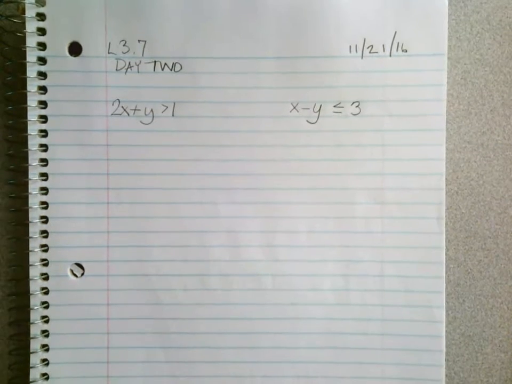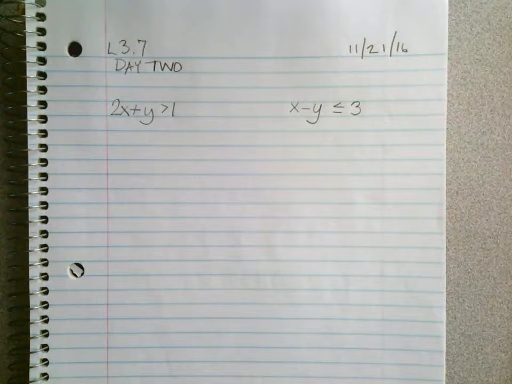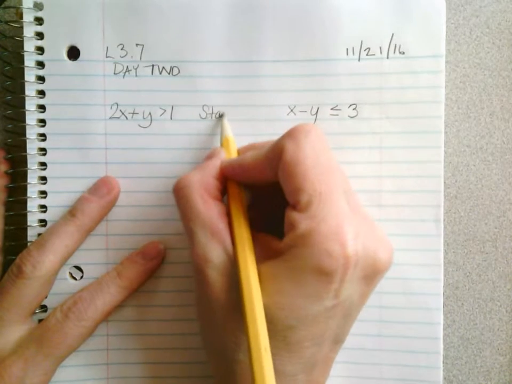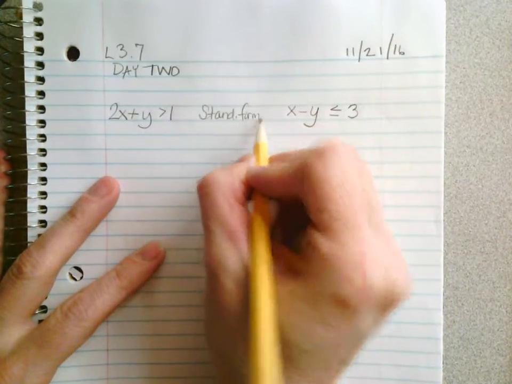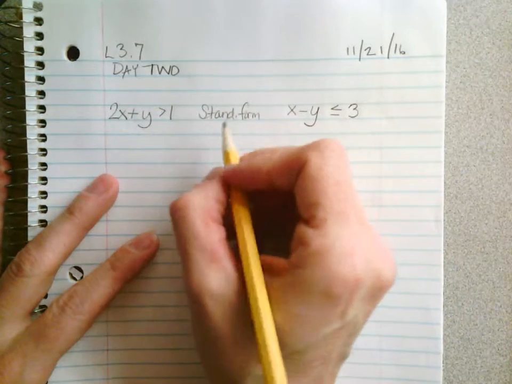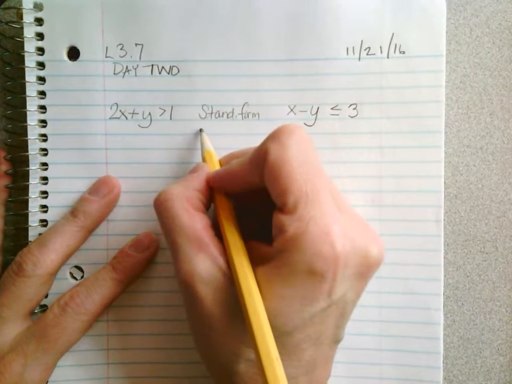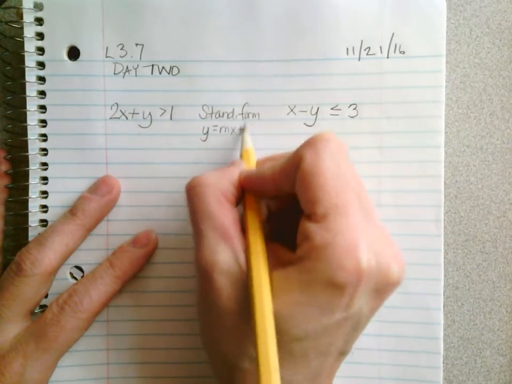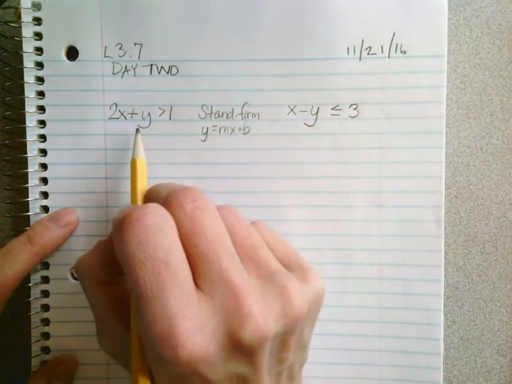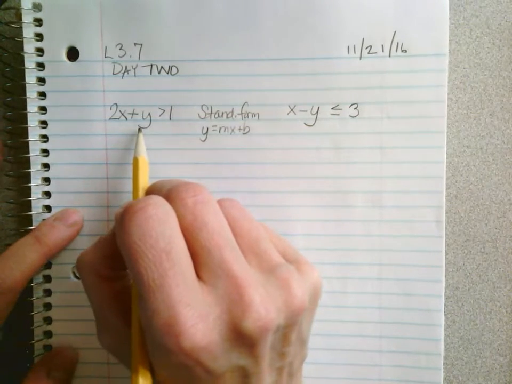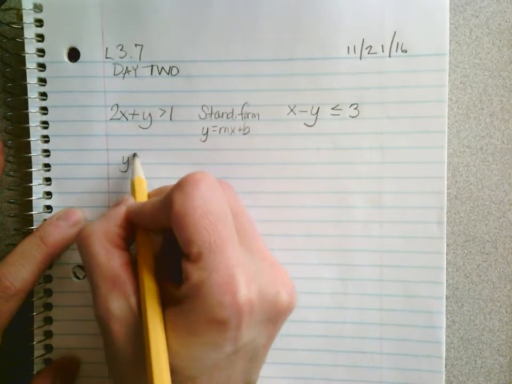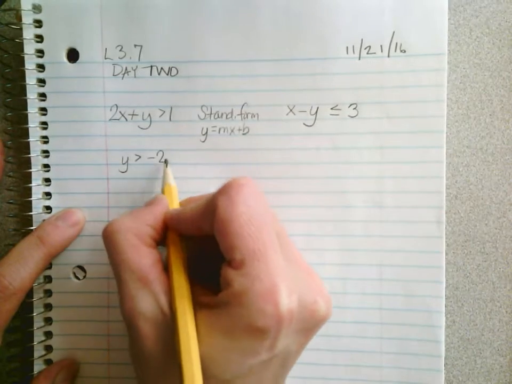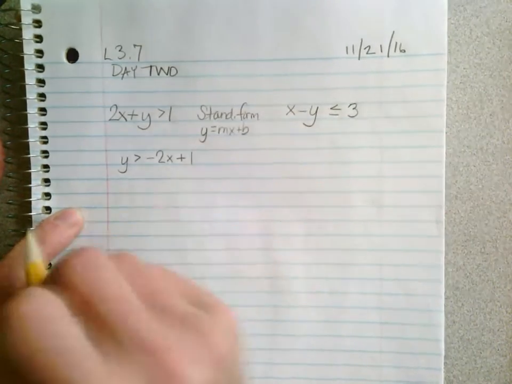Okay, when they're given to you in Ax plus By equals C form, otherwise known as standard form, I convert them into slope-intercept form, which is y = mx + b form. So I would convert this one by subtracting 2x, making it y is greater than negative 2x plus 1.